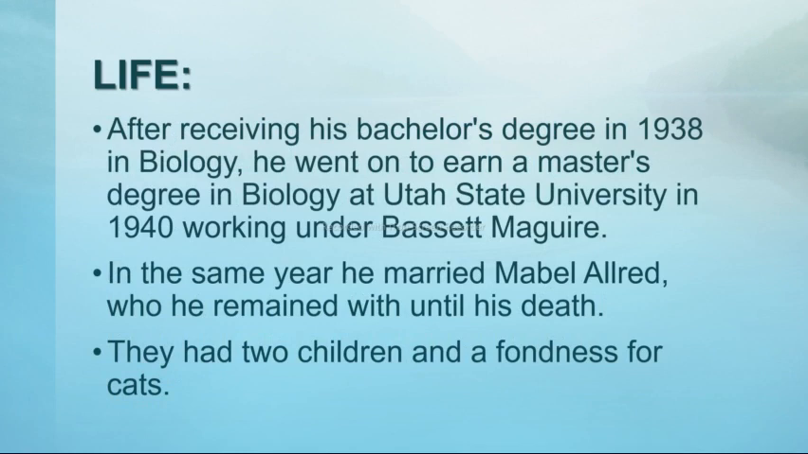After receiving his bachelor's degree in biology in 1938, he went on to earn a master's degree in biology at Utah State University in 1940, working under Bassett McGuire. In the same year, he married Mabel Orrent, who he remained with until his death. They had two children and a fondness for cats.